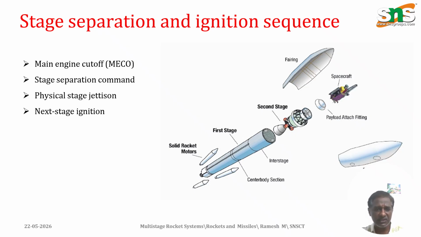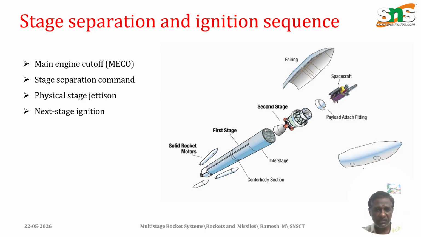By discarding this dead weight, the rocket becomes lighter and more efficient, allowing the next stage to accelerate the payload more effectively. Stage separation usually occurs at a high altitude after the completion of stage burn. The process involves carefully designed mechanisms such as pyrotechnic devices, explosive bolts, pneumatic pushers, or spring-based separation systems to ensure smooth detachment. After separation, the next stage engine ignites automatically and continues the mission.